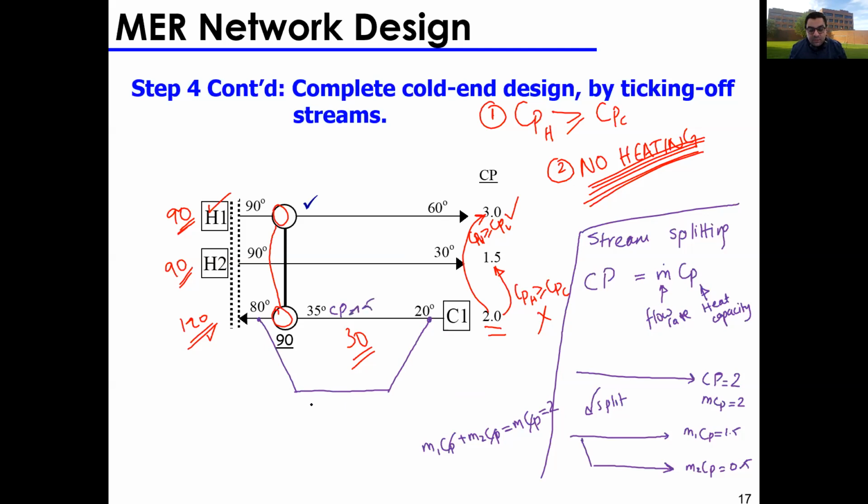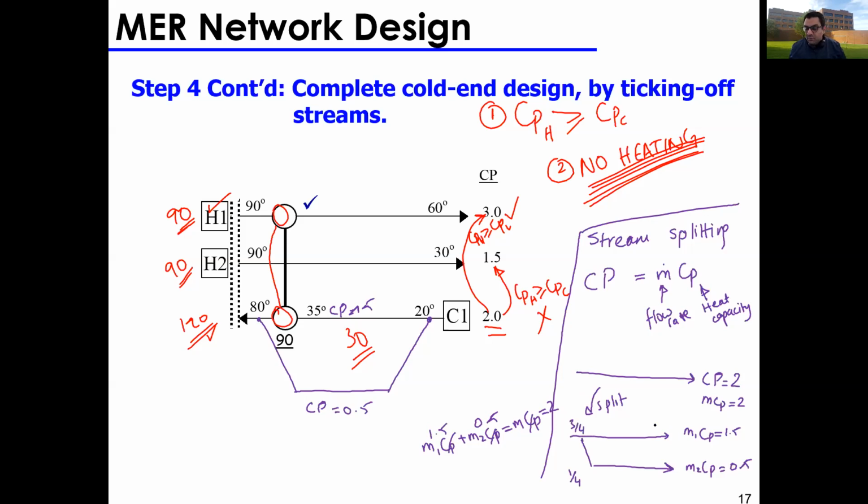And I'm splitting it into a second stream, which has a CP equals 0.5, right? And if you think about it, M1 CP plus M2 CP is equal to MCP equals 2. So if I split them in a way such that this is 1.5 and this is 0.5, I split the fraction. I take a quarter of the stream right here, and I keep 3/4 of the stream flowing.